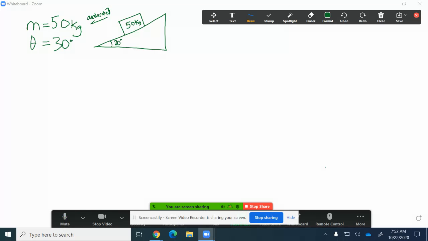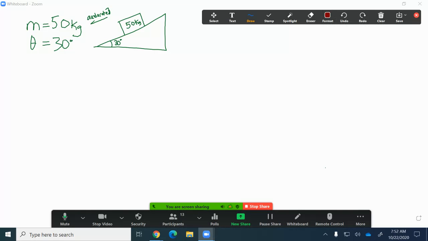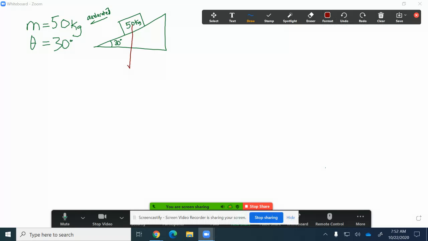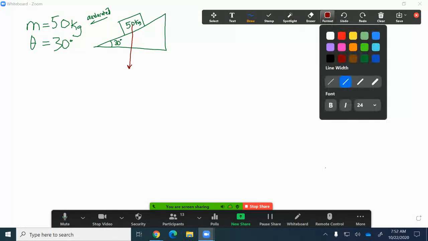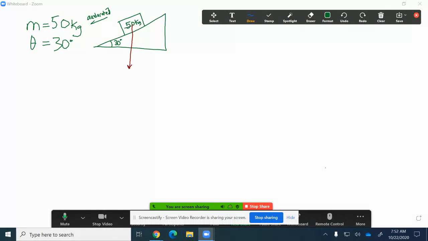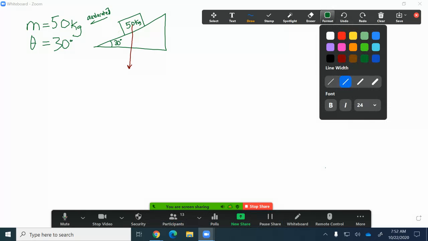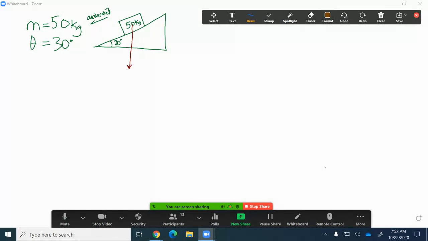So what we're going to need to do, we know we have gravity pulling straight down, but we know it's on a ramp, so part of that gravity is going to get broken up. Oh, I shouldn't use green. I'm already using green. All right, so the gravity is going to get broken up into two pieces.